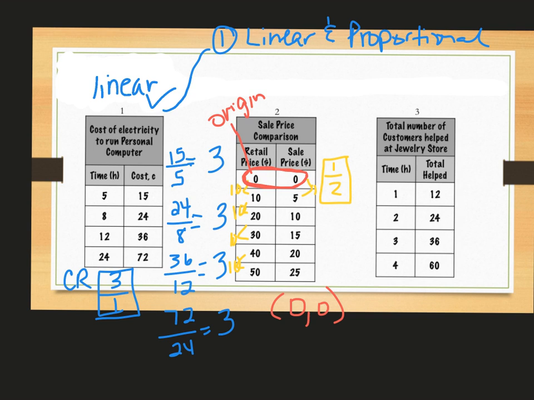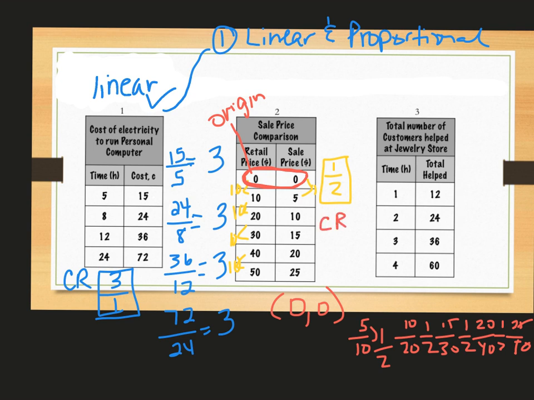We've got all the time in the world, right? So let's do 5 over 10, 10 over 20, 15 over 30, 20 over 40, and 25 over 50. These all go down to 1/2. So the constant ratio is also 1/2.